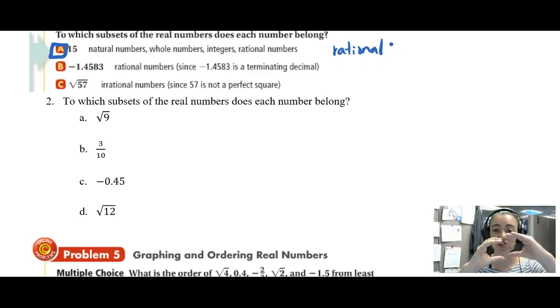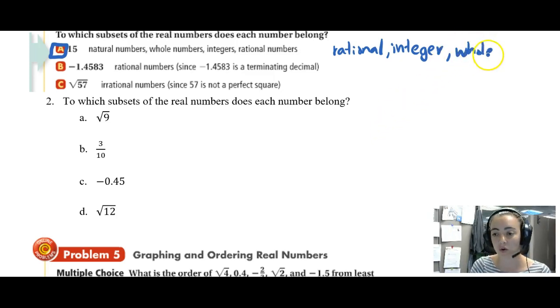Within that is your integers. So remember, that's negative, 0, and positive numbers, positive natural numbers. So this is positive, so it counts as far as an integer. Is it a whole number? Is it either positive or 0? Yep, it's positive, so it's also a whole number. And then the most specific is those natural numbers, your counting numbers, and it's 15. So yes, it is a natural number.